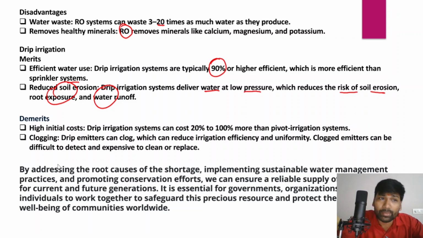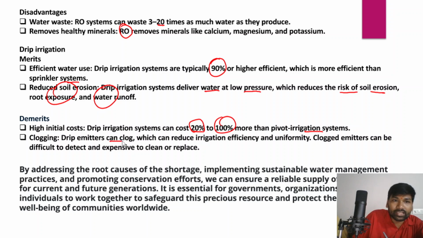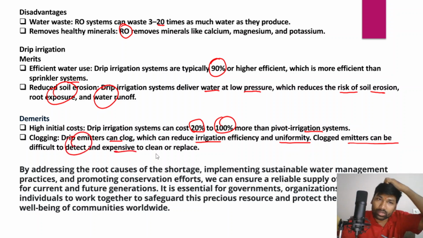Now, what are the demerits of this drip irrigation? Drip irrigation systems can cost 20% to 100% more than pivot irrigation systems. And even drip emitters can clog, which can reduce irrigation efficiency and uniformity, and clogged emitters can be difficult to detect and expensive to clean or replace. So these are the advantages and disadvantages of three important technologies.